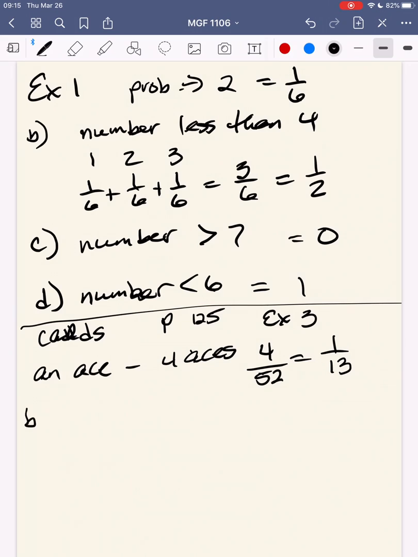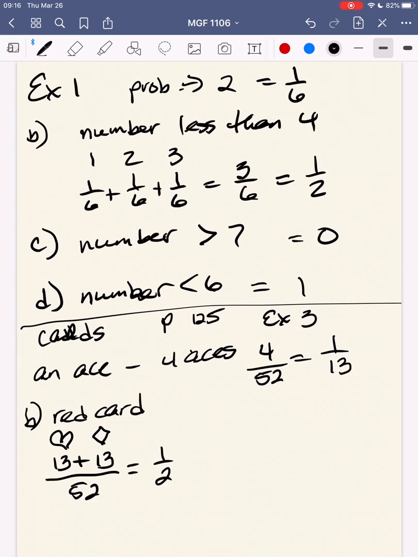If I look at part B, I'm looking at a red card. Now, my red cards are the hearts and the diamonds. And each of those suits has 13 cards. So my total possibility of getting them is adding 13 and 13, or getting 26 over 52. And 26 over 52 simplifies into 1/2. That makes sense because half the suits are red suits, half the suits are black suits. So that totally makes sense.